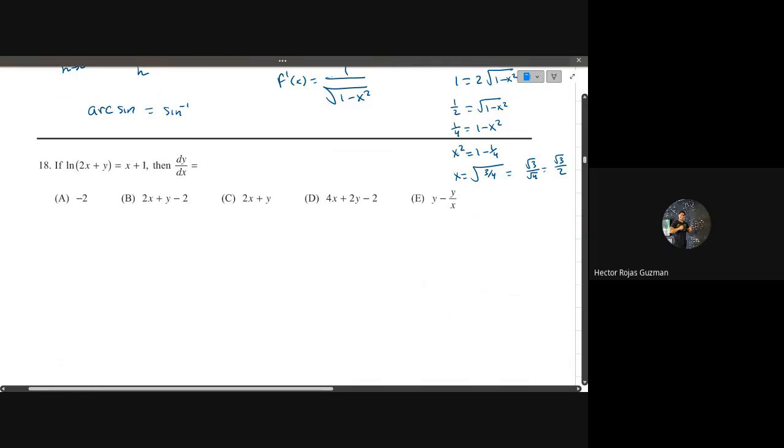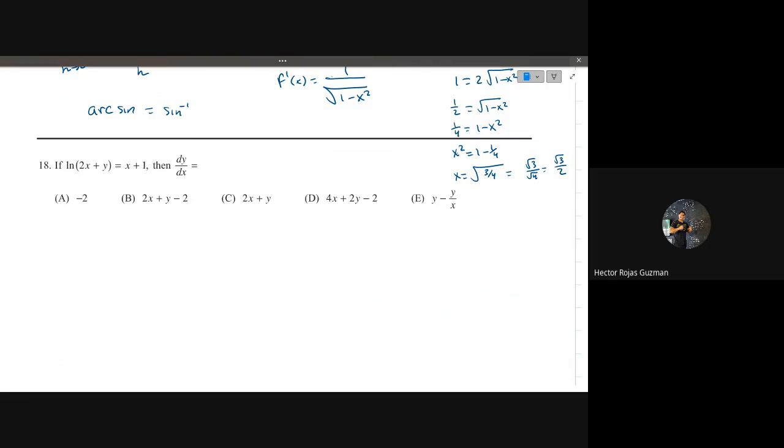Find the derivative. Okay, this is implicit differentiation. There's chain rule, so be really careful with this. The derivative of ln of u is 1 over u times u prime. The derivative of x plus 1 is just 1. So we're finding the derivative, right? We've got to get y prime by itself. So we're going to multiply both sides by 2x plus y, and then we are going to subtract 2x plus y minus 2. The answer is B.